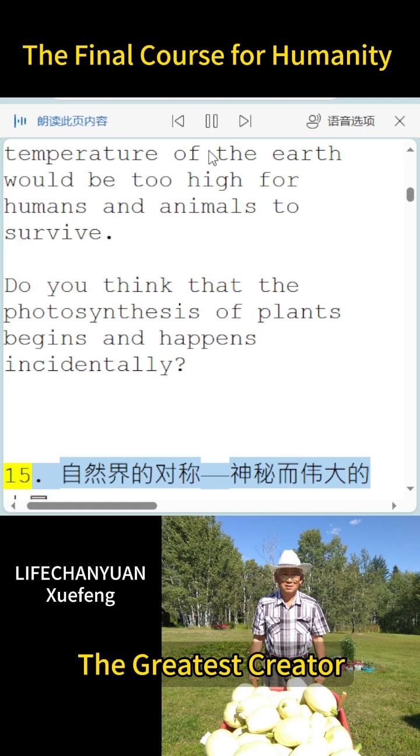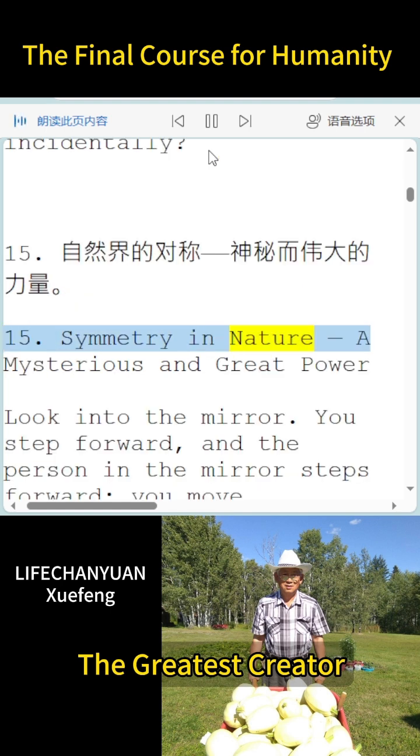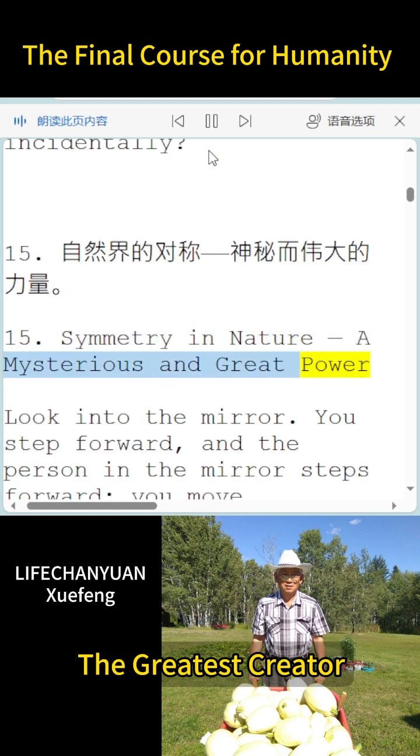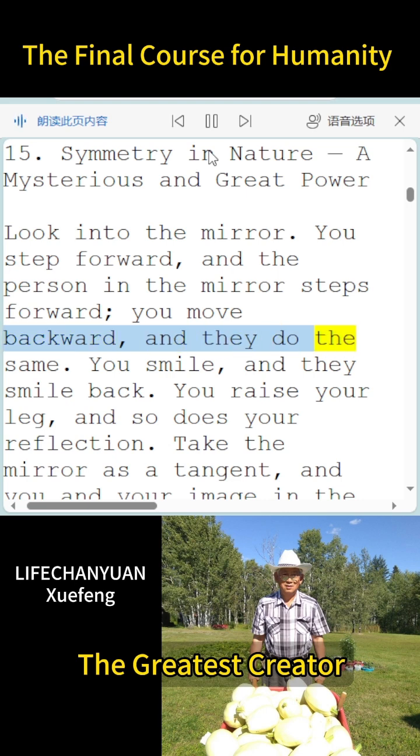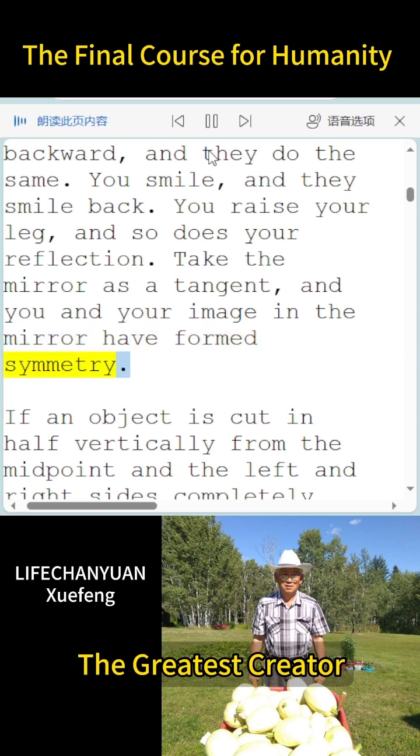15. Symmetry in nature, a mysterious and great power. Look into the mirror. You step forward, and the person in the mirror steps forward, you move backward, and they do the same. You smile, and they smile back. You raise your leg, and so does your reflection. Take the mirror as a tangent, and you and your image in the mirror have formed symmetry.